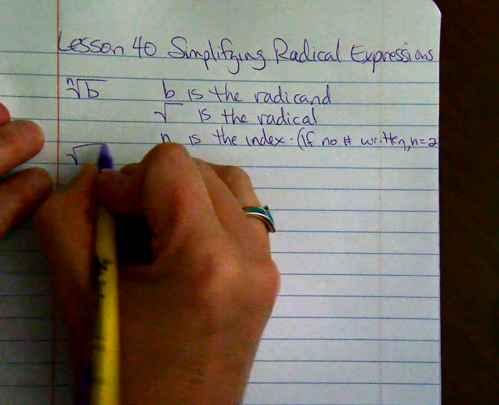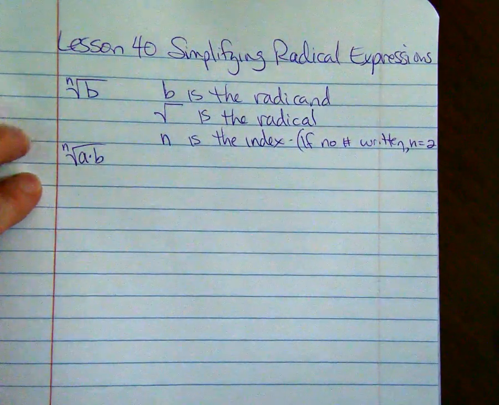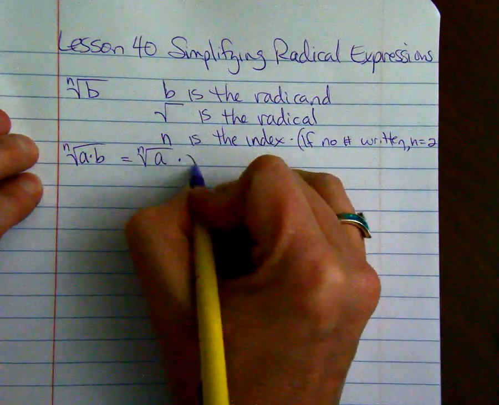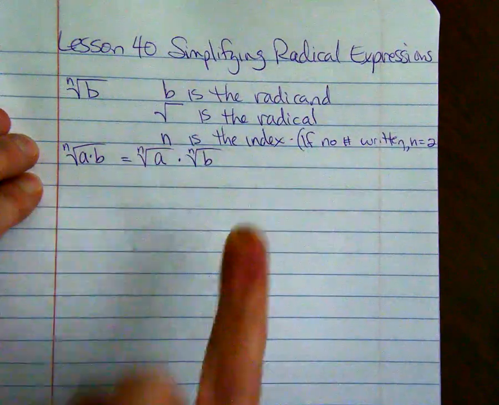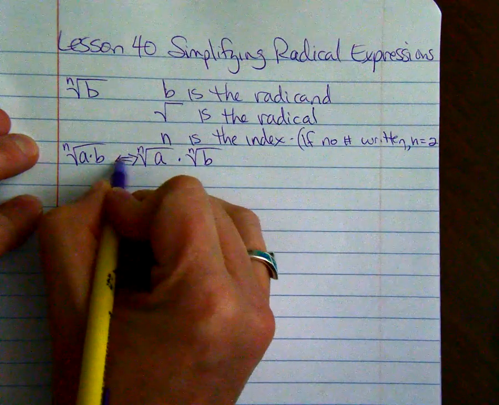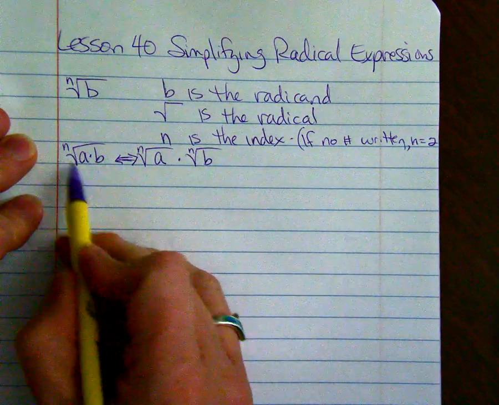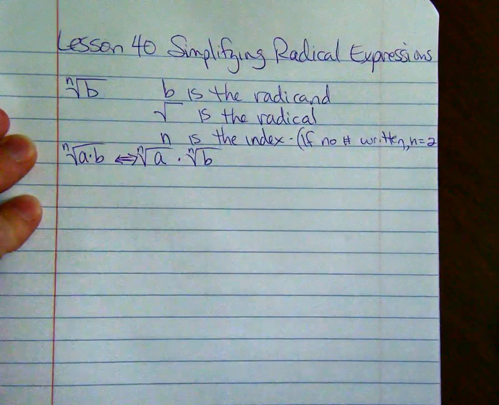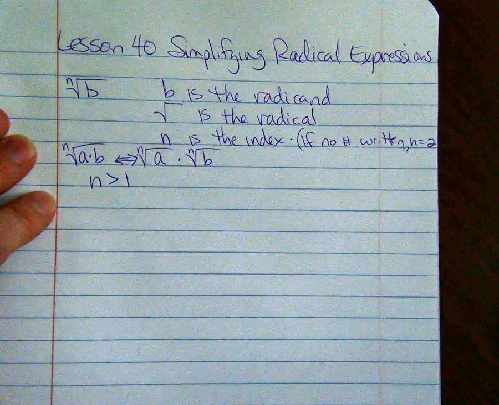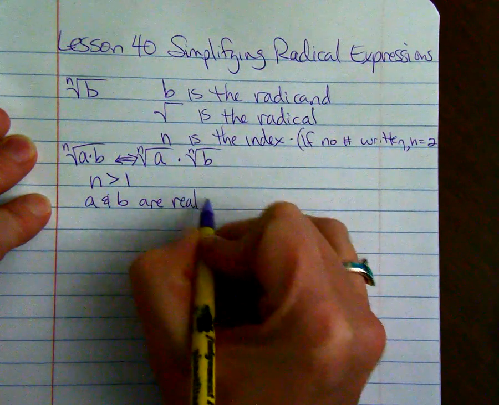When you have the nth root of two numbers multiplied, or the product of two numbers, it's just equal to the nth root of the first number times the nth root of the second number. And you can go back and forth, so let's make that an if and only if statement. If you have it written this way, you can combine it under one root, or if you have it written this way, you can separate it if you need to. This is for n always greater than 1, and a and b are real numbers.